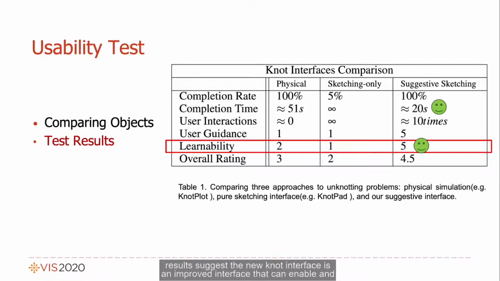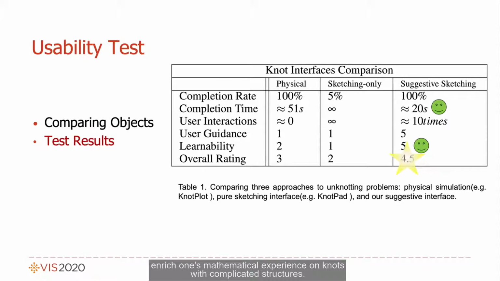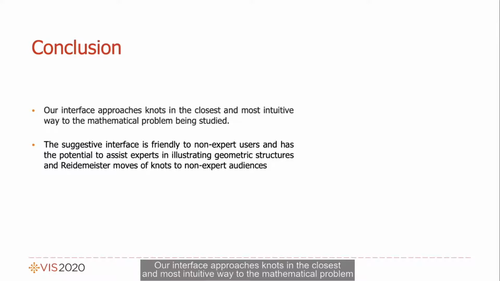These results suggest the new knot interface is an improved interface that can enable and enrich one's mathematical experience on knots with complicated structures. Our interface approaches knots in a closer and more intuitive way to the mathematical problem compared to other approaches and interfaces. The user study has suggested that non-expert users can benefit from the interface to gain intuition. It can also help experts illustrate geometric structures and Reidemeister moves of knots to a non-expert audience through graphics interaction.